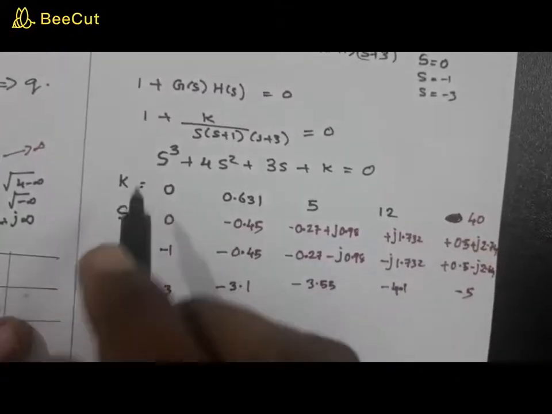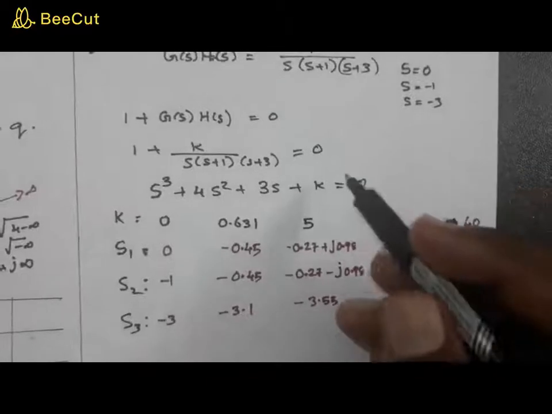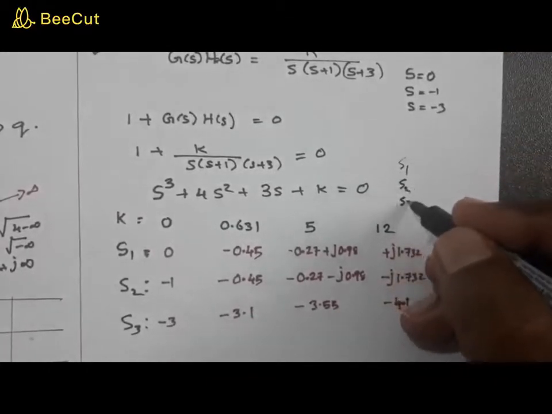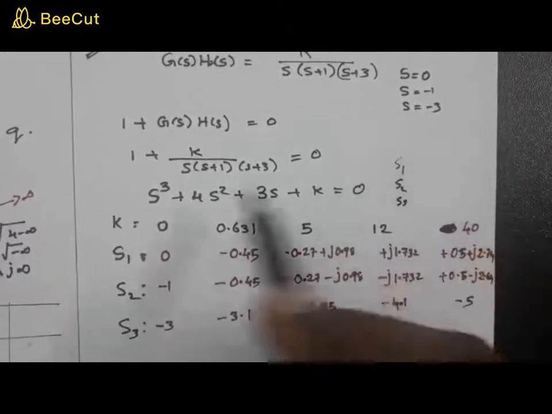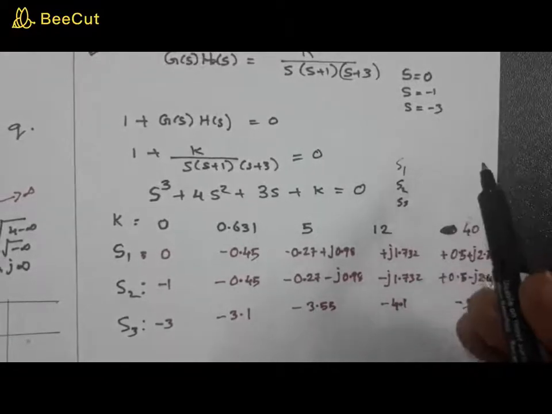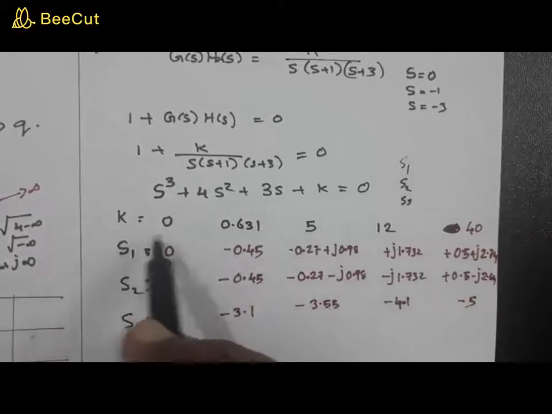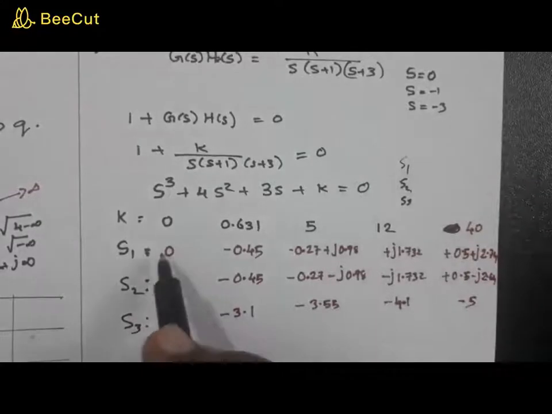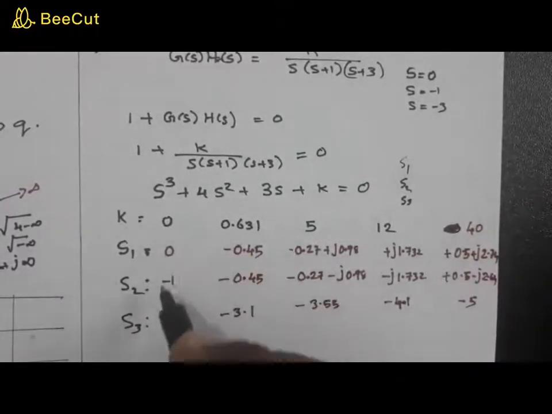Okay, so you can solve these roots. Say you will be getting S1, S2, and S3 in terms of k values. You may find it by yourself. You will be getting those roots, and substituting these values for k into these equations, you will be getting a table like this. So I have done the table for you.